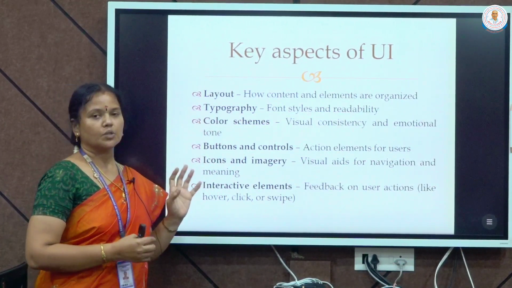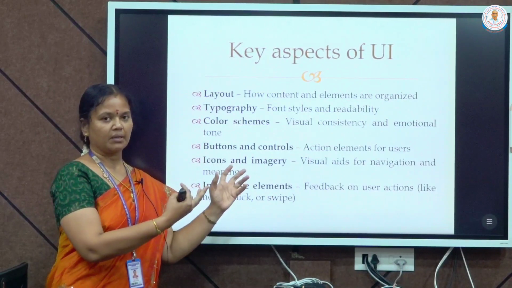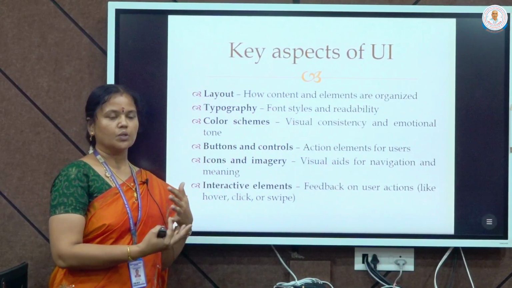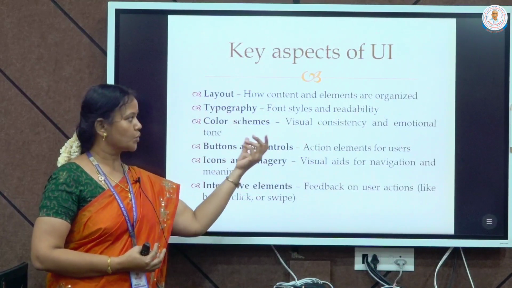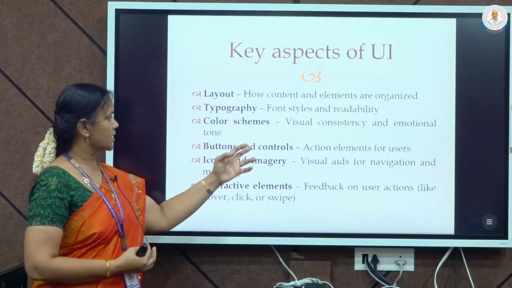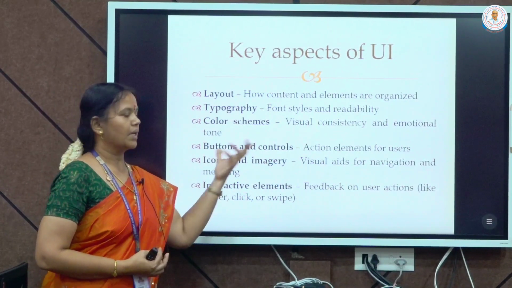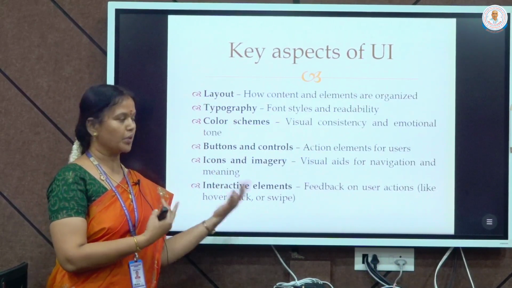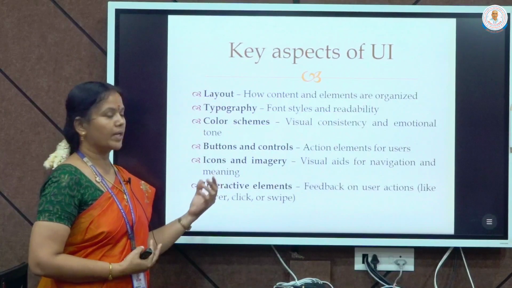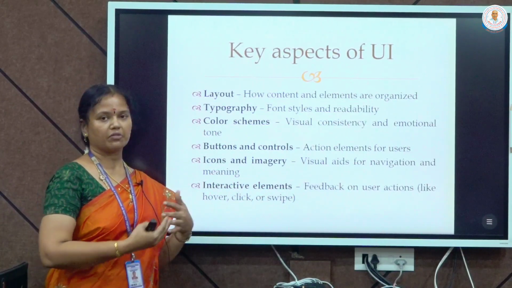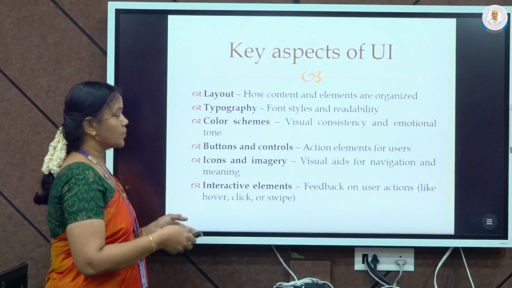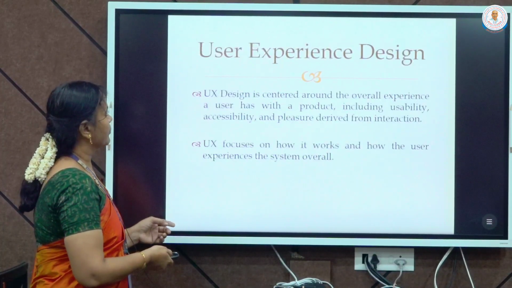Color schemes. The visuals will also have a great impact on a better user experience. Some emotional colors will also have an effect. So, based on these parameters, we have to choose the colors. Buttons and controls are the main elements for user interaction. For icons and imagery, we can have some visual aids. And interactive elements give feedback to the user to interact with the screen. So, these are the main aspects of UI.